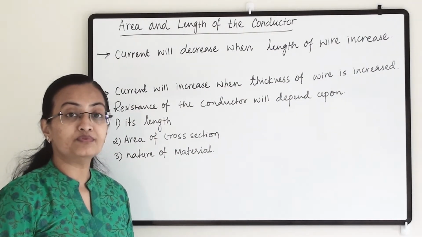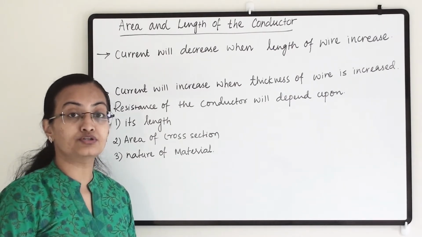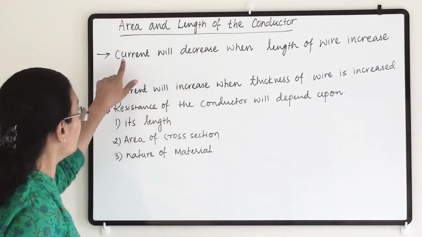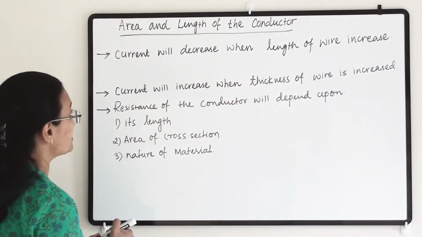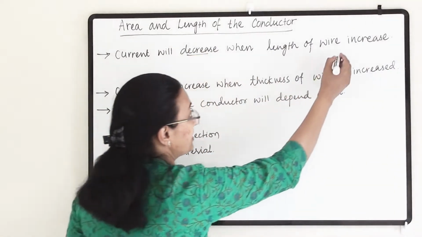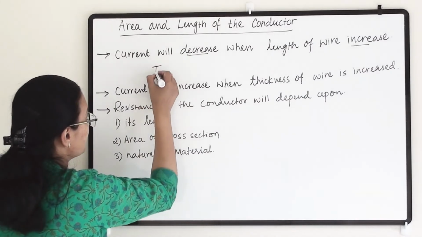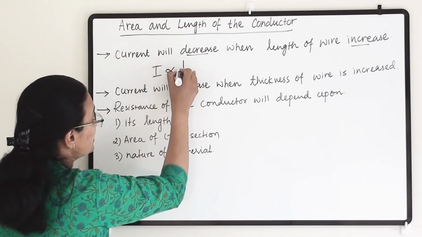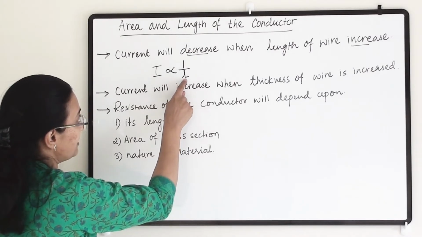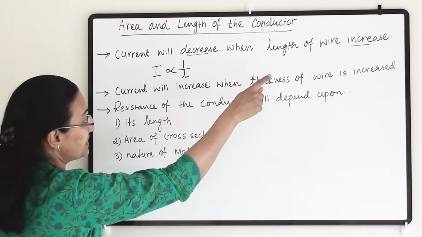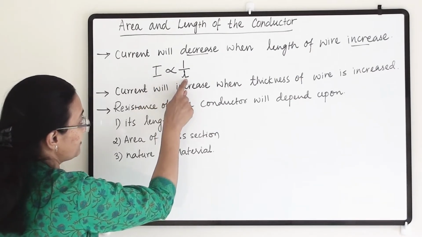The current which is flowing through the conductor also depends upon the length of the conductor and the area of the cross section of the conductor. That current will decrease when the length of the wire increases. So here one will decrease and the other one will increase. So this relationship is inversely proportional. We can write here that current is inversely proportional to the length of the conductor. I have mentioned L here, because one will decrease and the other one will increase. So current and length of the wire are inversely proportional to each other.